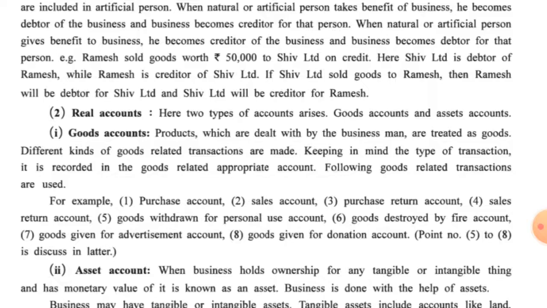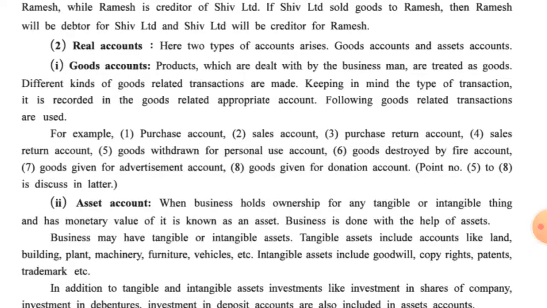Goods given for advertisement purposes, as free samples, are called goods given for advertisement account. Then afterwards, any kind of donation we have given, not in the form of cash but in the form of goods, is called goods given as donation account. Okay, so all these types of transactions come in the category of goods account.